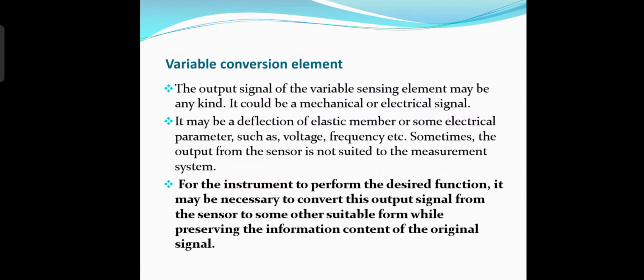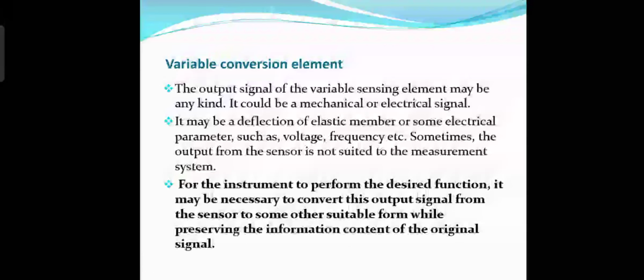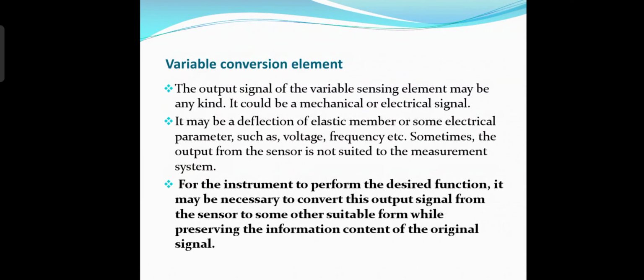The next block is variable conversion element. The output of the primary sensing element may be an electrical signal or any form, such as voltage or frequency or some other electrical parameter.